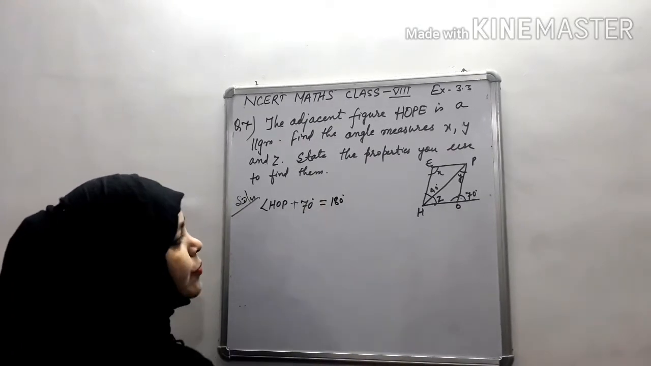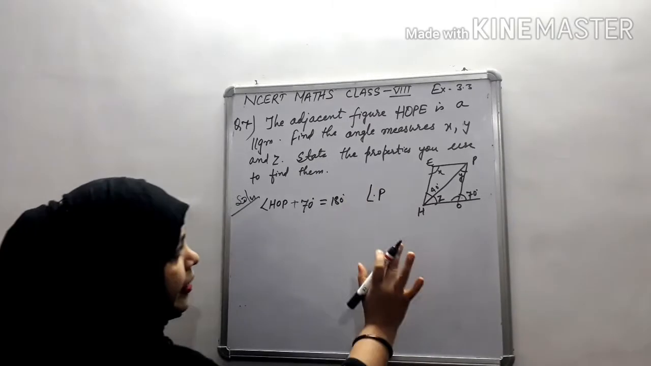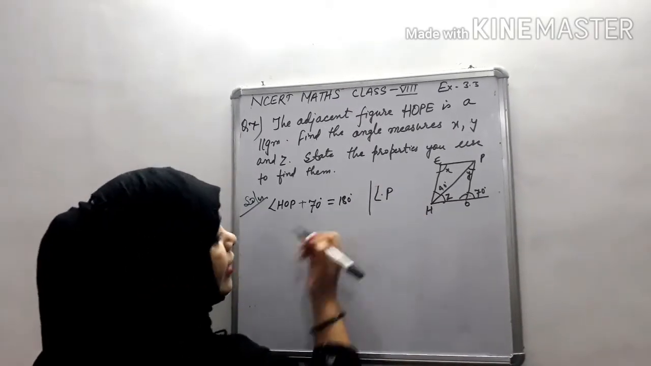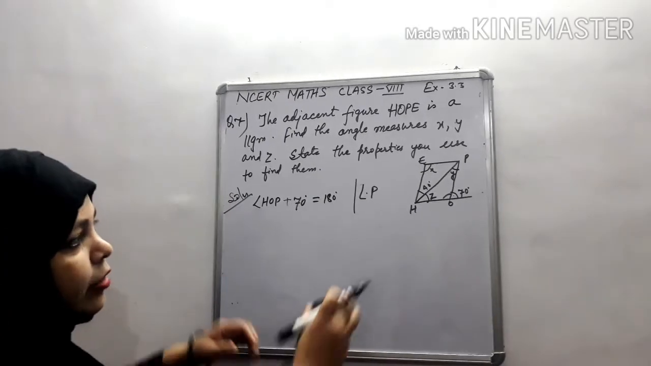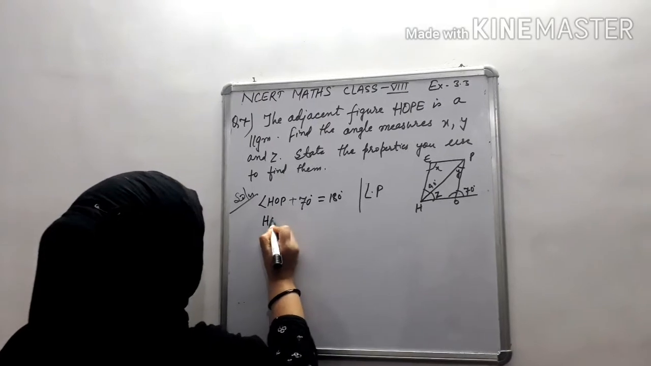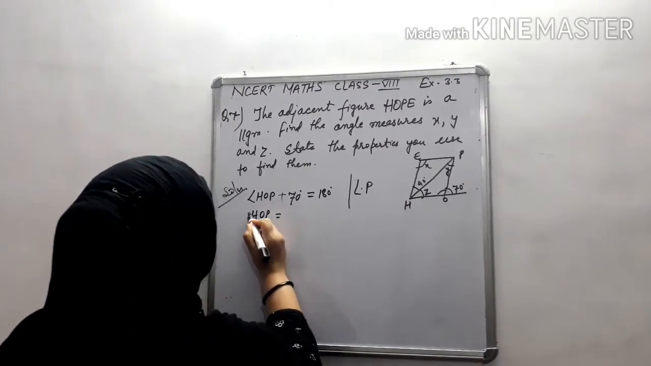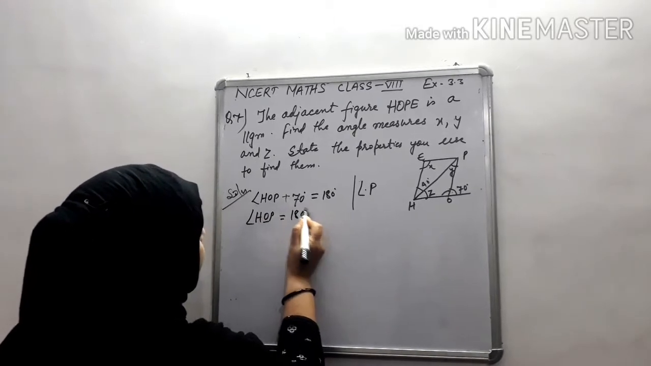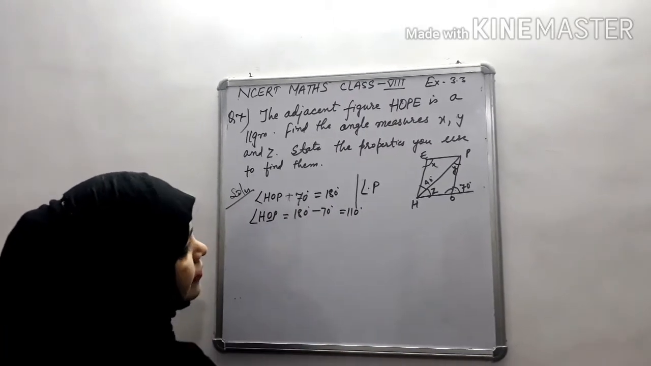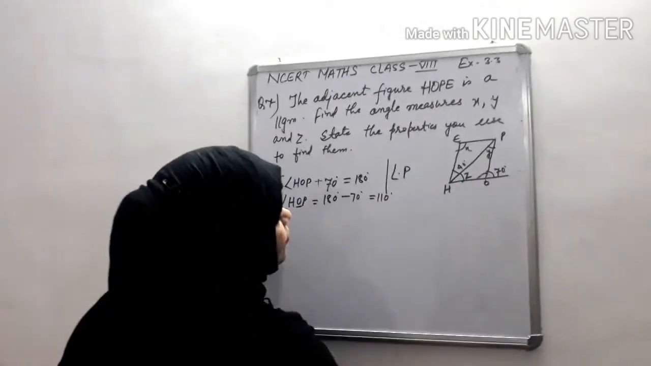Can you tell me which property is being used here? That is linear pair. This is not a property of the parallelogram. How is this equal to 180 degree? By using linear pair. So now look here. Angle HOP is equal to 180 degree minus 70 degree is equal to 110 degree. HOP is equal to 110 degree.